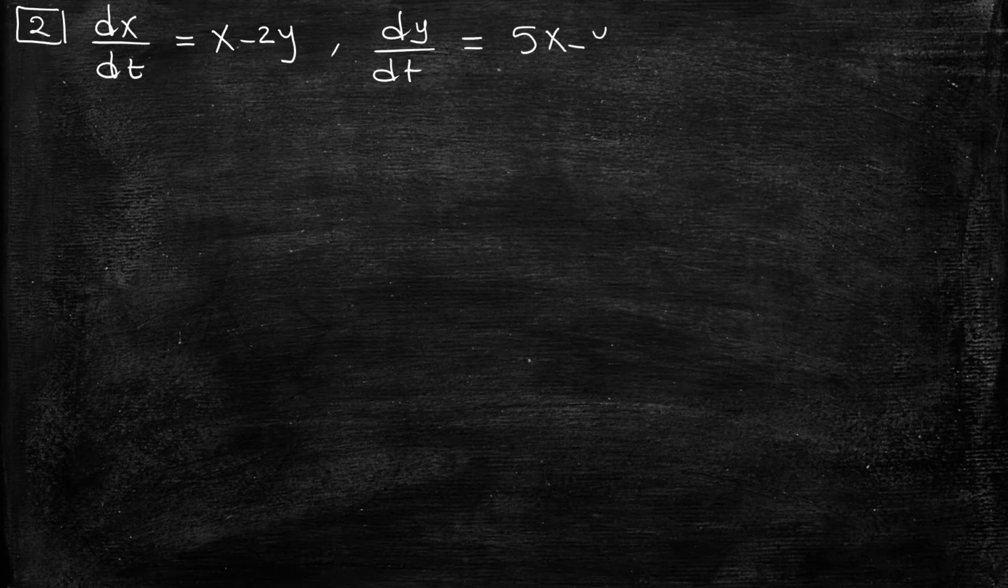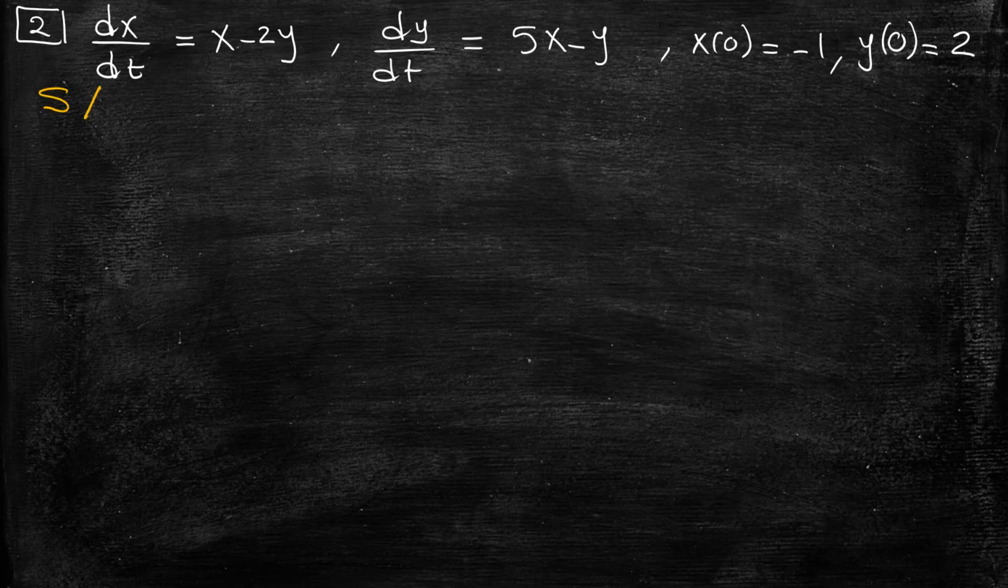We have the second example here, dx by dt equals x minus 2y, and dy by dt, the other differential equation in y, equals 5x minus y, given the initial conditions x at t equals 0 equals minus 1, y at t equals 0 equals 2. So again, to solve this one using Laplace transform, we'll have this equation here.